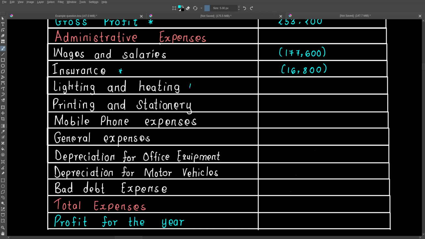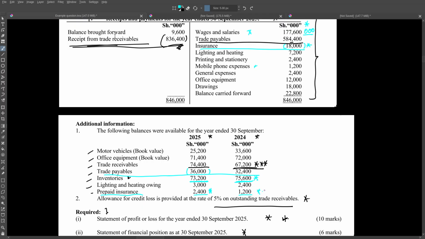Then let us look at lighting and heating. You can see here that during the period a lighting and heating payment of 7,200 was done. But when you look at our balances, we are told we owe 3,000 for lighting and heating as at 30th September 2025. What does that mean? This has been used during the period but not yet paid. Is that not an expense that has been incurred? It is. It's just not part of this 7,200 because we are yet to pay.